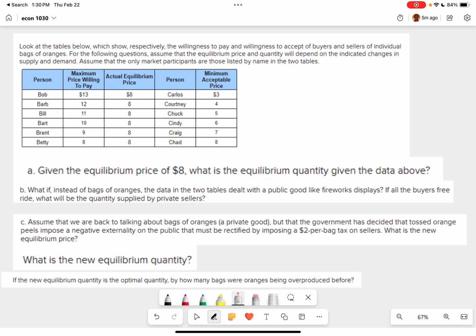So this is microeconomics, chapter 5 on McGraw-Hill, problem number 9. This problem is about having an externality and fixing it.